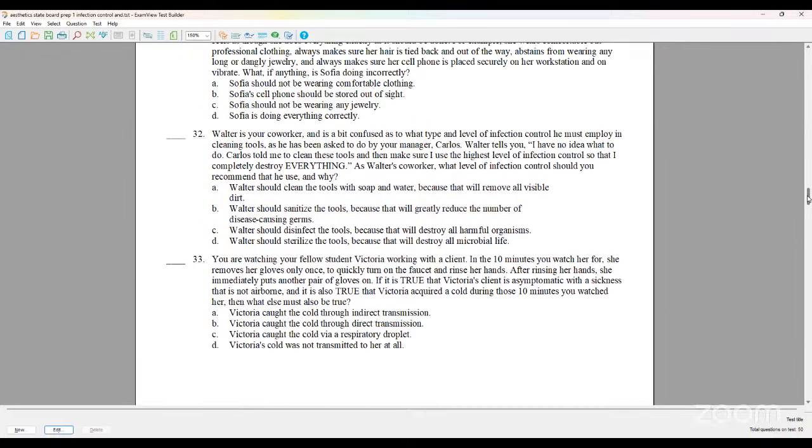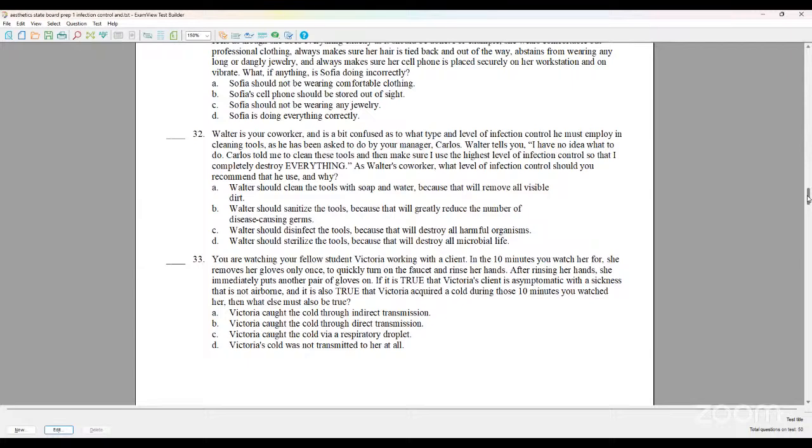It says Walter is your coworker and is a bit confused as to what level of infection control he must employ in cleaning tools, as he has been asked to do by your manager, Carlos. Walter tells you, I have no idea what to do. Carlos told me to clean these tools and then make sure I use the highest level of infection control so that I completely destroy everything. That's going to be key. As Walter's coworker, what level of infection control should you recommend that he use and why?